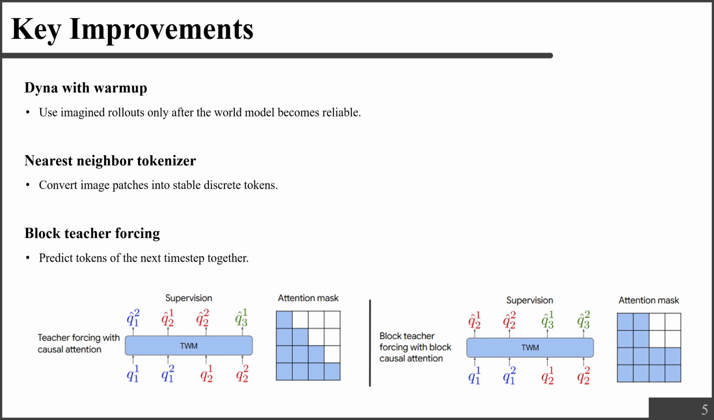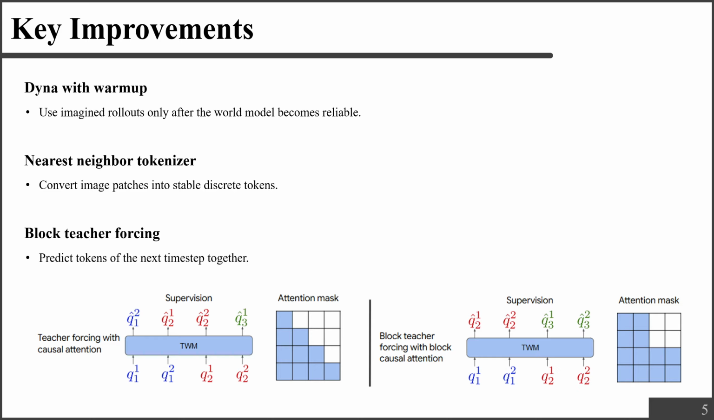The main contribution of this paper can be summarized as three design choices. The first one is dynamic warm-up. If imagined rollouts are used too early, the policy may learn from inaccurate virtual experience. So the paper uses imagined data only after a warm-up period.